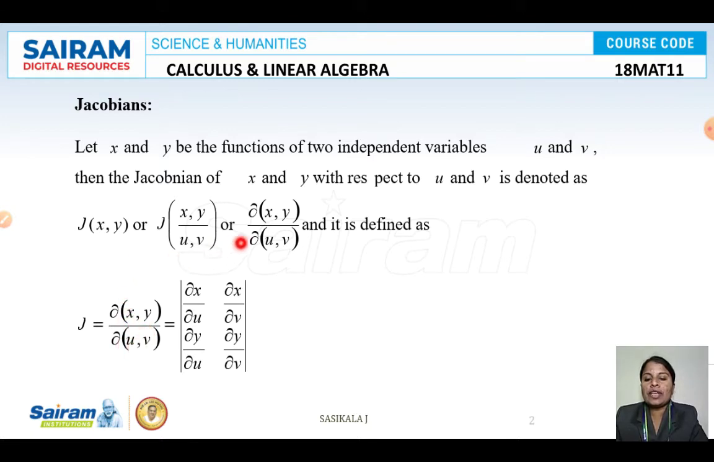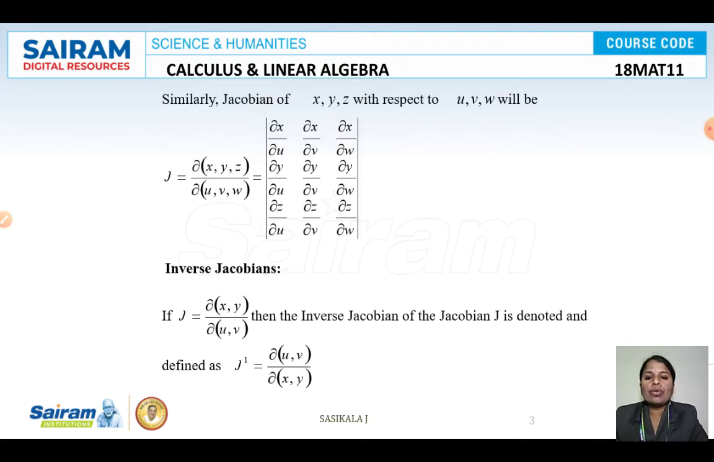In this, any notation can be written. That means whatever is there in the numerator is a function, and the denominator is the variable with respect to which we differentiate. That means x and y are to be expressed in terms of u and v, and you differentiate x and y with respect to u and v. So the Jacobian is determined as the determinant of dou x by dou u, dou x by dou v, and then dou y by dou u, dou y by dou v.